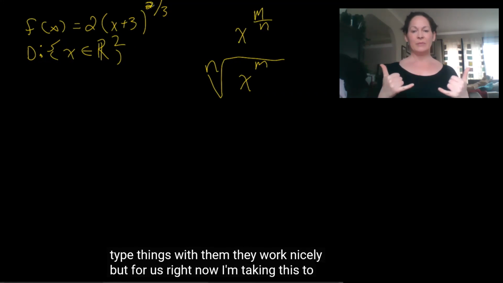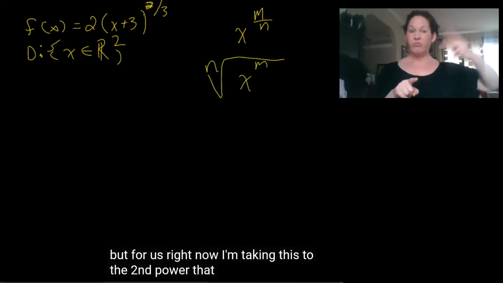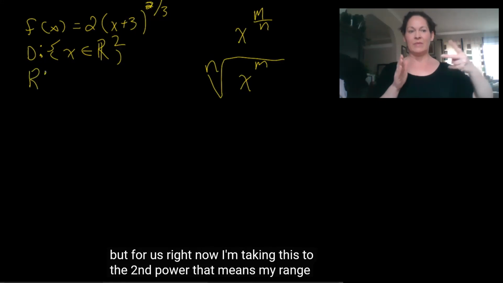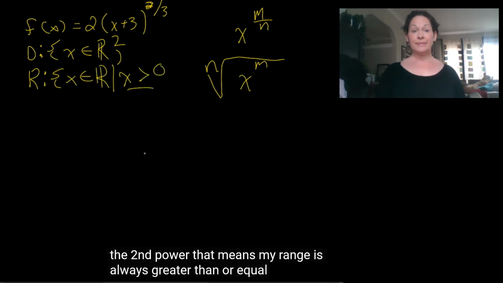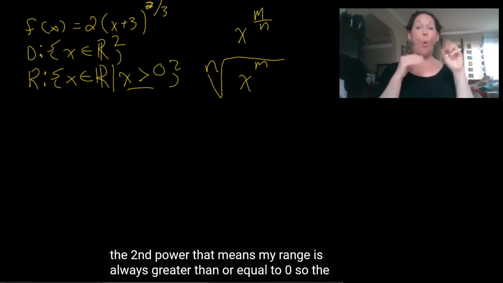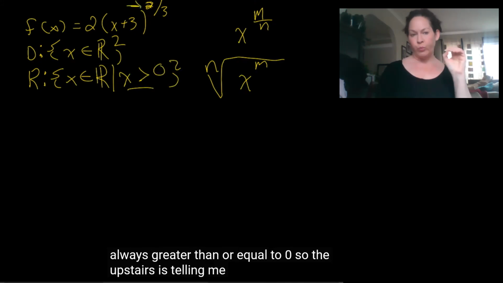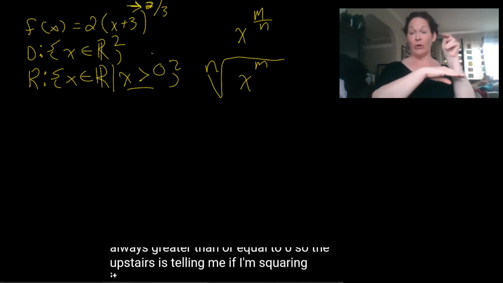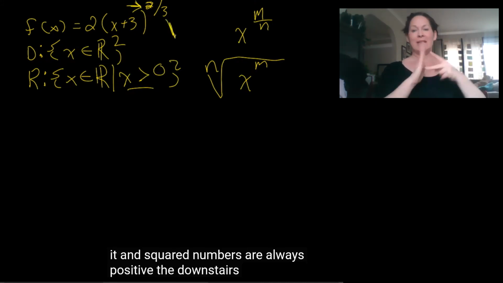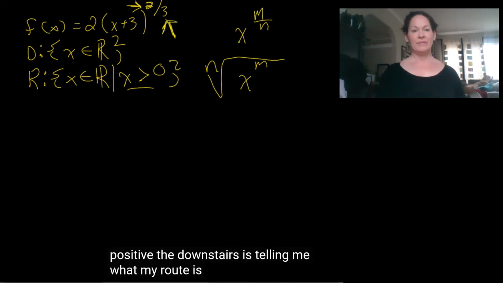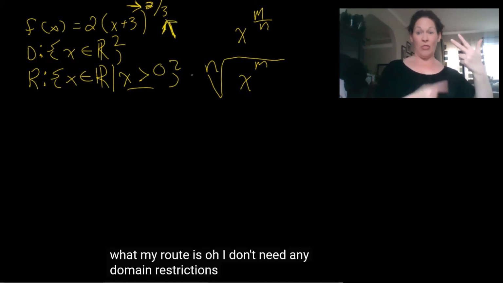I'm taking this to the second power. That means my range is always greater than or equal to 0. The upstairs is telling me I'm squaring it, and squared numbers are always positive. The downstairs is telling me what my root is. Well, I don't need any domain restrictions.